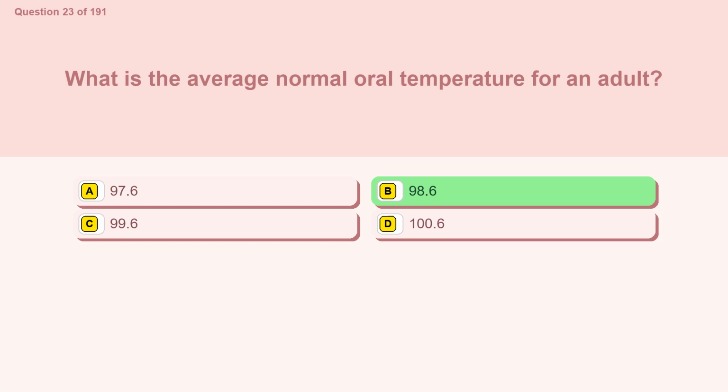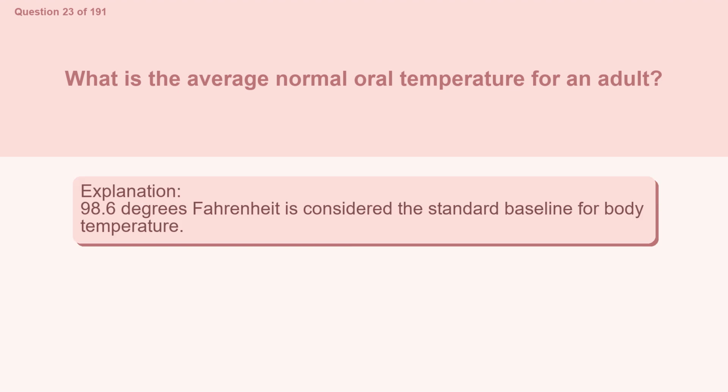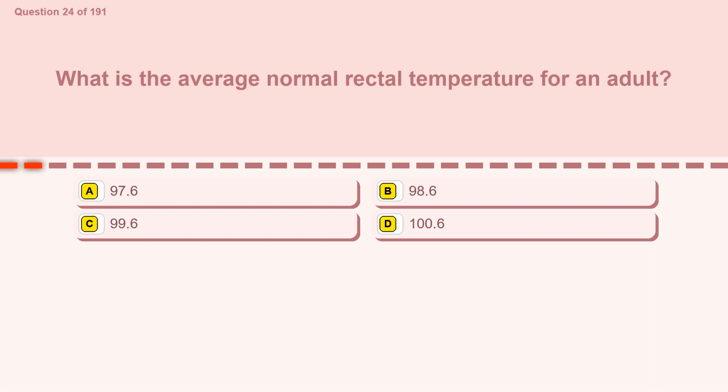The correct answer is option B, 98.6. 98.6 degrees Fahrenheit is considered the standard baseline for body temperature. Question 24. What is the average normal rectal temperature for an adult?